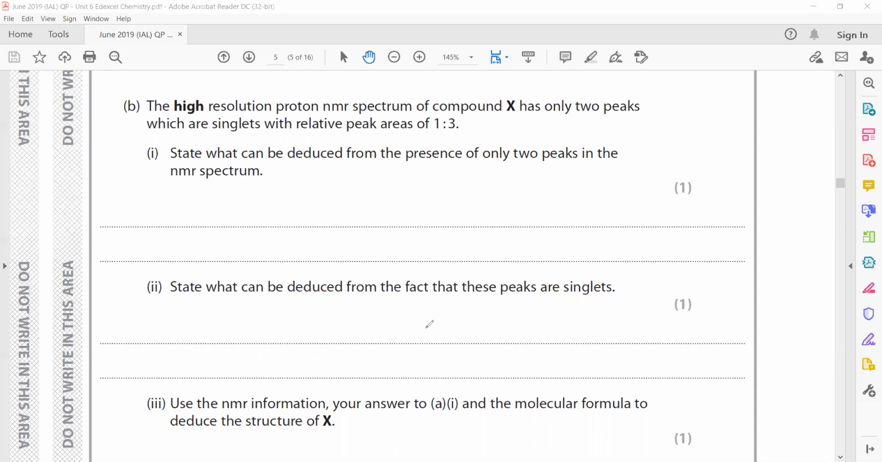So what can be deduced from the fact that these peaks are singlets? We can say that there are no neighboring protons or no neighboring hydrogens. That is why it is giving a singlet. If there were neighbors, then there would be n plus 1 peaks. Like if the neighbor has 2 hydrogens, then it will be 3 peaks splitting.